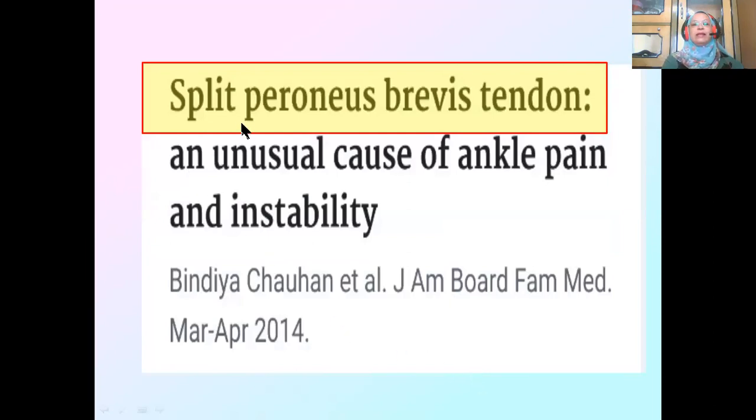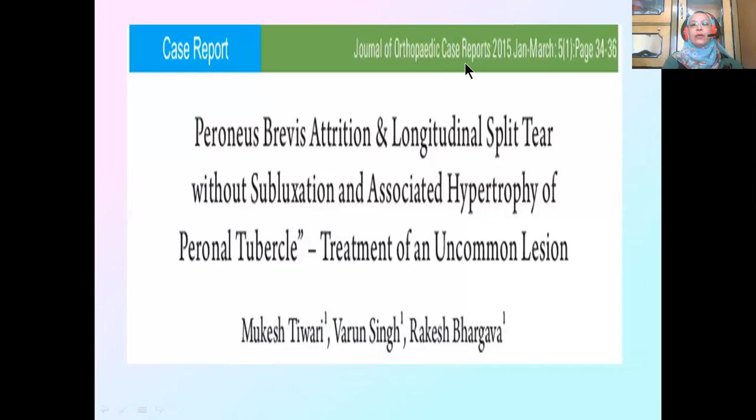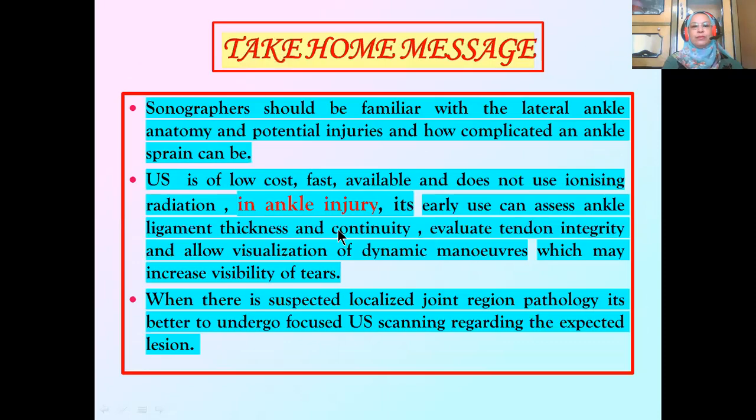By the way, there are multiple case reports about peroneus brevis tendon split tear. This is one of them, published in 2014. Its title is "Split peroneus brevis tendon as unusual cause of ankle sprain, ankle pain and instability." Also, there is another case report published in 2015. Its title is "Peroneus brevis attrition and longitudinal split tear without subluxation." Now you can take home message.